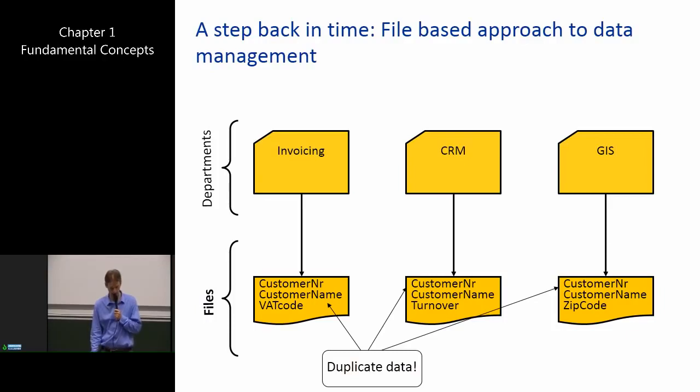So we have an invoicing application, we have a CRM application. CRM stands for Customer Relationship Management. It's an application that allows you to manage the customer relationships, understand the needs of the customers, understand interests of the customers, etc. And we have a GIS application. GIS stands for Geographical Information System.